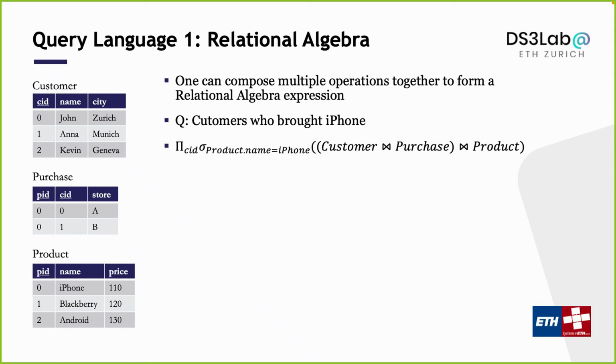And then you do one selection over that big natural join, that is to say, I'm only interested in those customers who bought iPhone. I'm only interested in those big tuples where the name of the product equals iPhone. And then because in the query you're only interested in the customers, not all the other information, I will do one projection. I will project that very big tuple coming out of the natural join and only keep the customer ID column. So this is one relational algebra expression that you can write to answer that query.